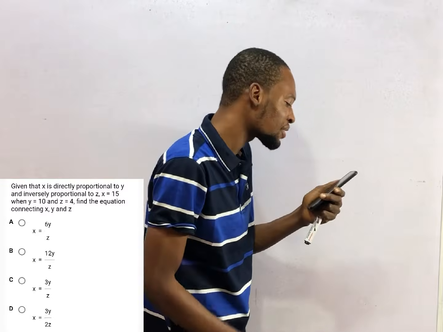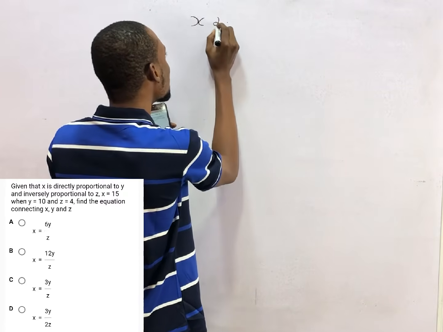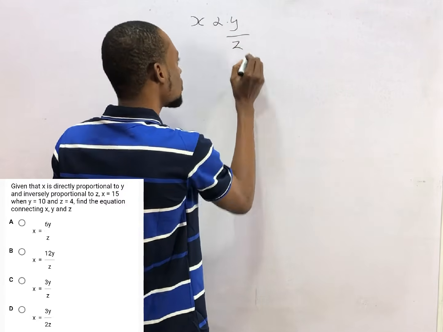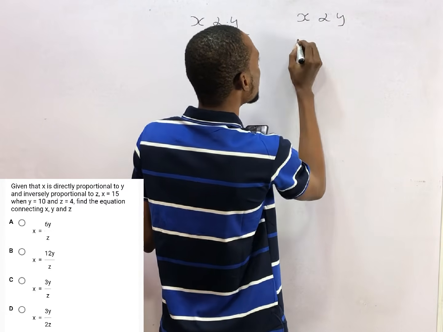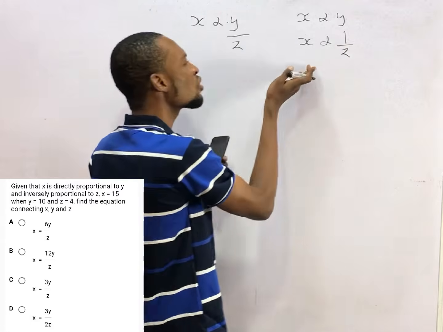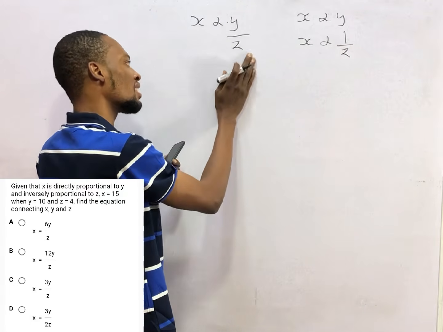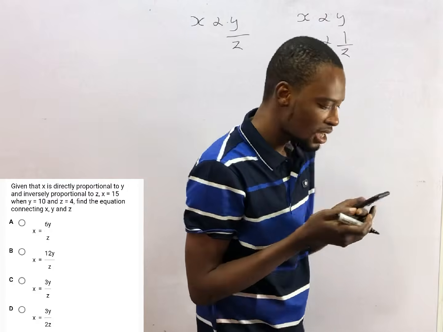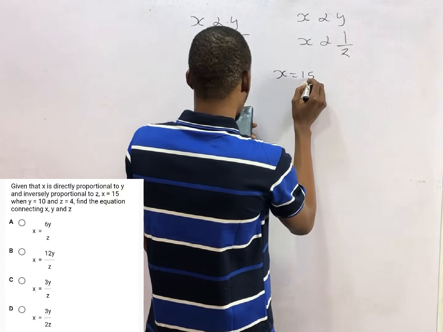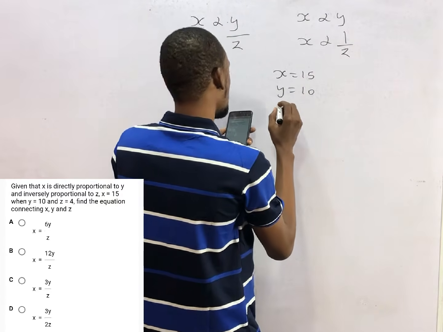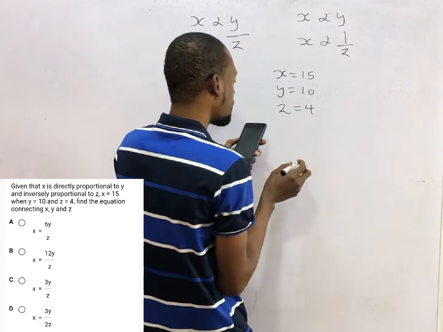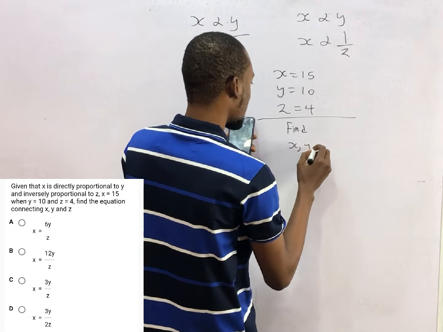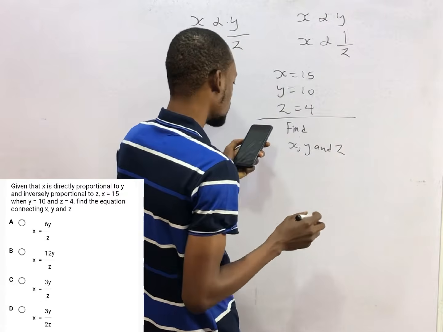Given that S is directly proportional to Y, this is the proportionality symbol, and inversely proportional to Z. S is directly proportional to Y. S is inversely proportional to Z. When you combine them, you get S is directly proportional to Y and inversely proportional to Z. This is referred to as joint variation. Now they said S is 15 and Y is equal to 10, and Z is equal to 4. Find S, Y, and Z. So they already gave us this. Equation.